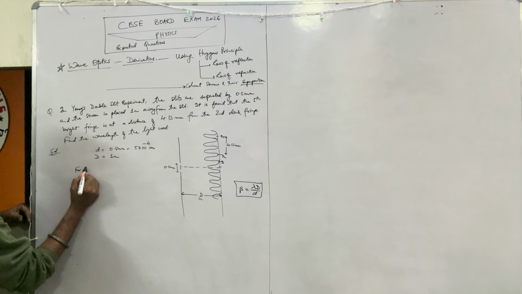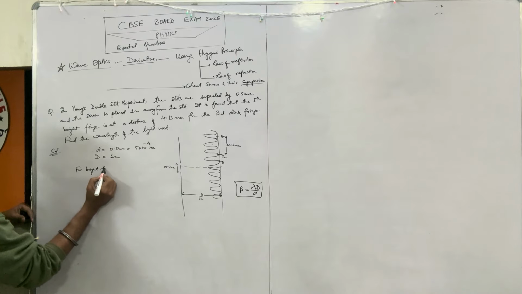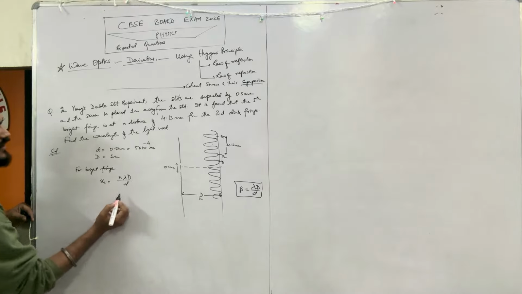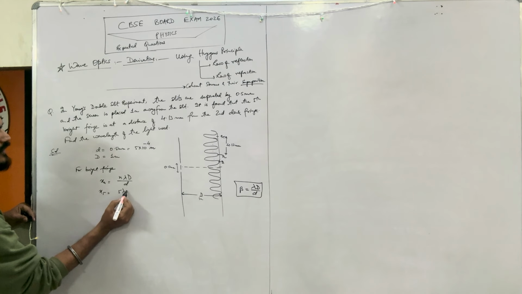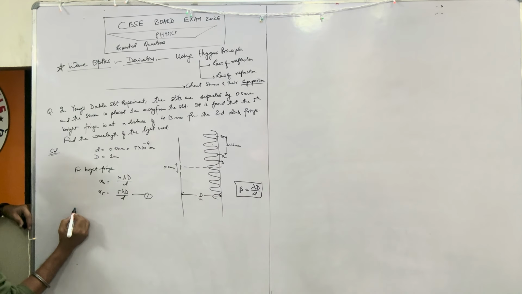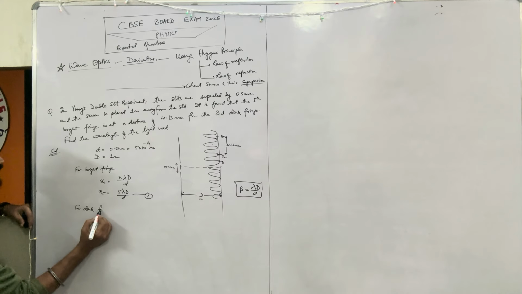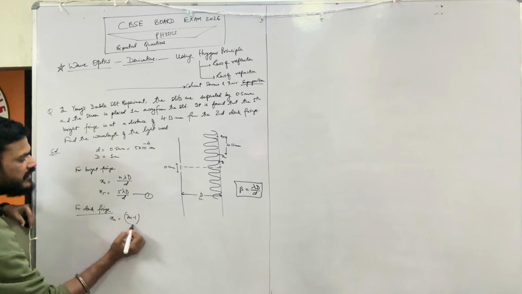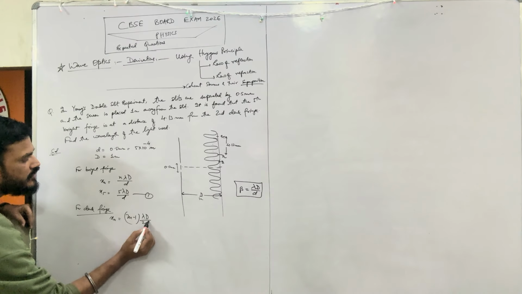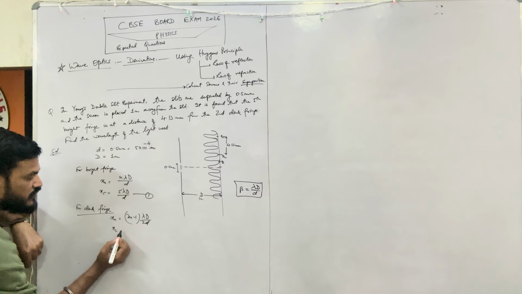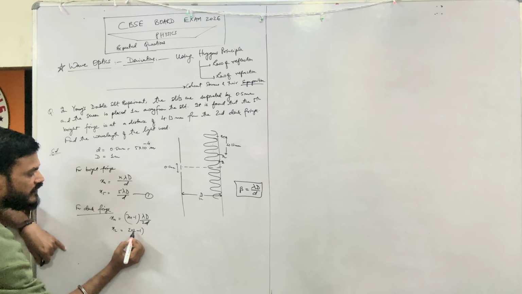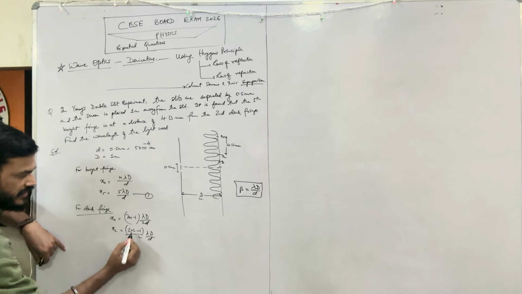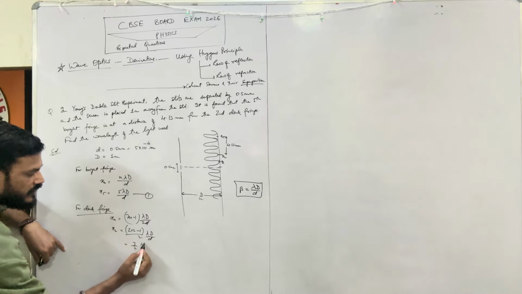For a bright fringe, xn is equal to n lambda D by d. So the fifth bright will be 5 lambda D by d. For a dark fringe, xn is given by (2n minus 1) lambda D by 2d. So x2 will be (2 into 2 minus 1) by 2 lambda D by d. If you solve it, it will be 3 by 2 lambda D by d.